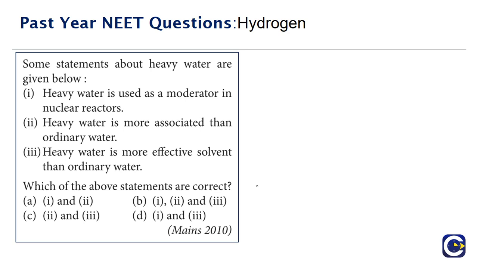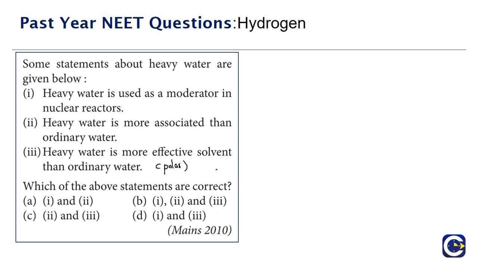The third statement is heavy water is more effective solvent than ordinary water, and we know water is actually a polar solvent. So if we say that heavy water is more effective solvent, then heavy water must be having high polarity. So we look at the question: which of the above statements are correct? We need to identify which of these three statements are correct.